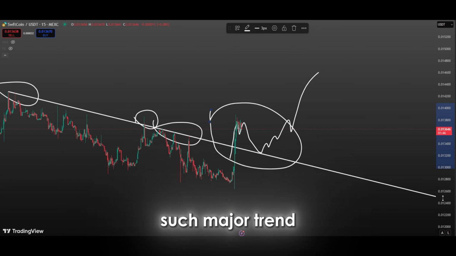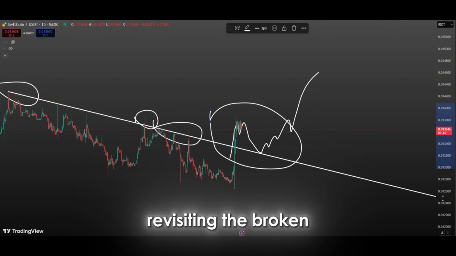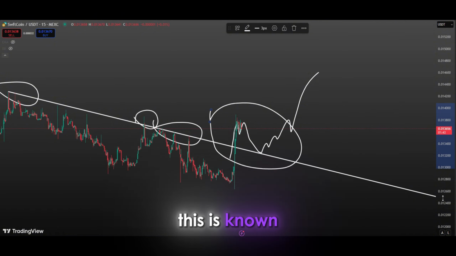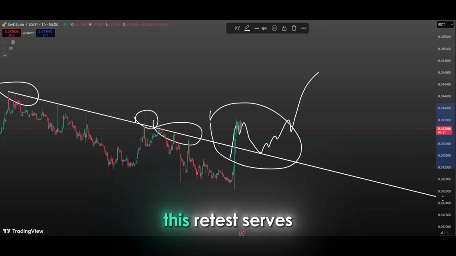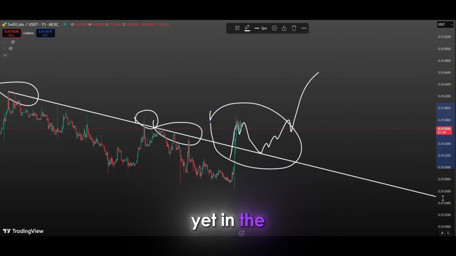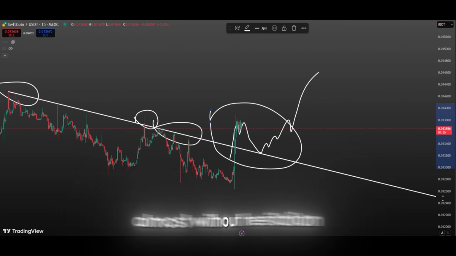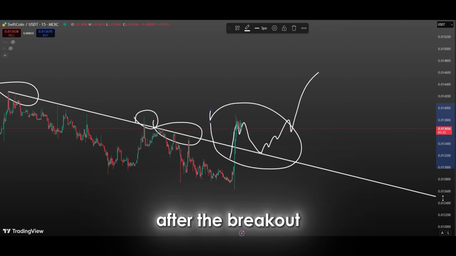Oftentimes, after such major trendline breakouts, the price is expected to make a pullback move, revisiting the broken trend line. This is known as a retest move. This retest serves as confirmation that the breakout is healthy and reliable. Yet, in the current chart, we haven't observed such a pullback or a proper retest move yet. It seems the price continued upward almost without hesitation after the breakout.